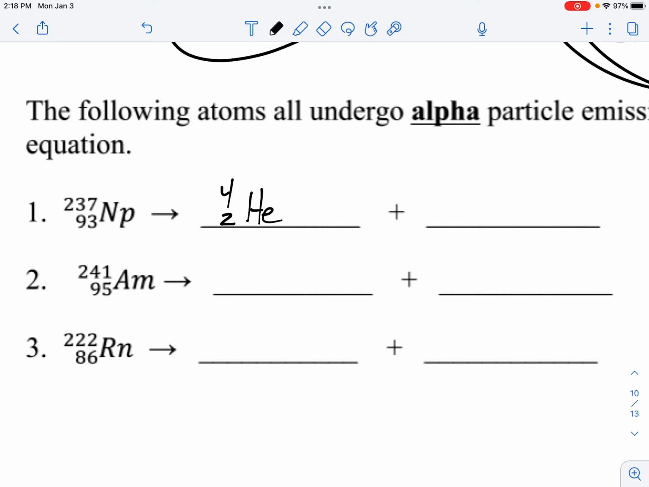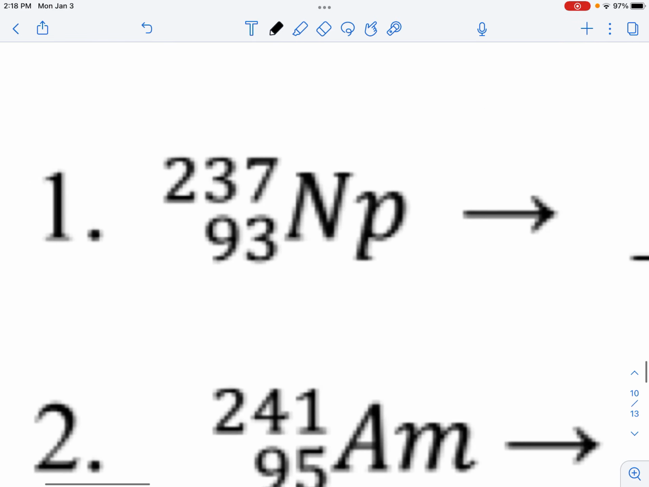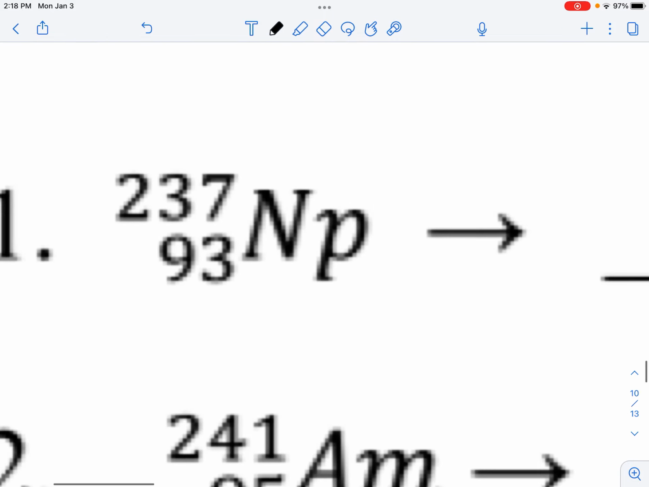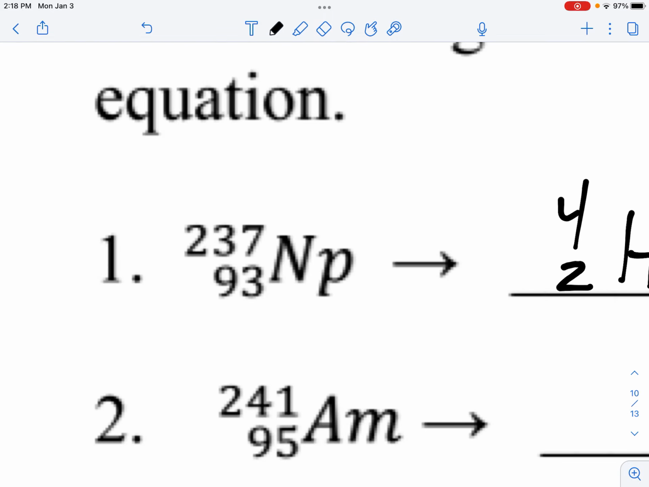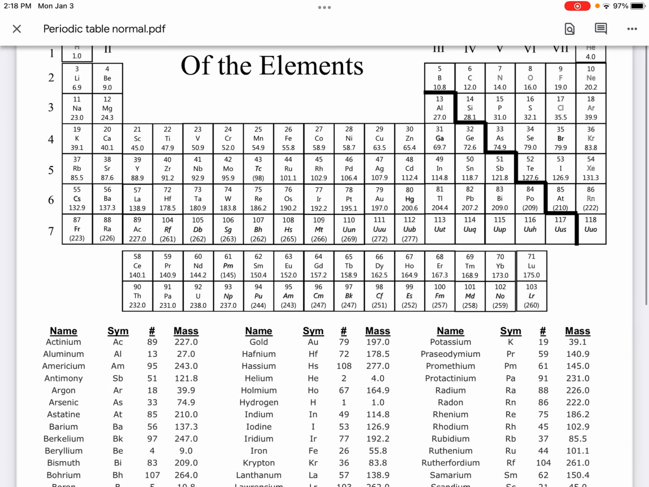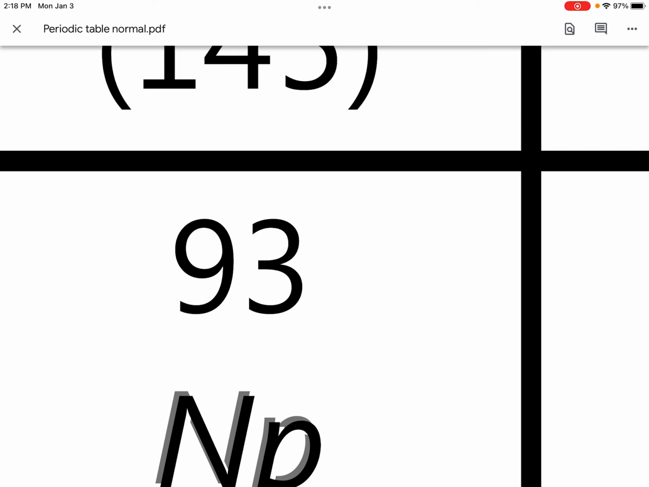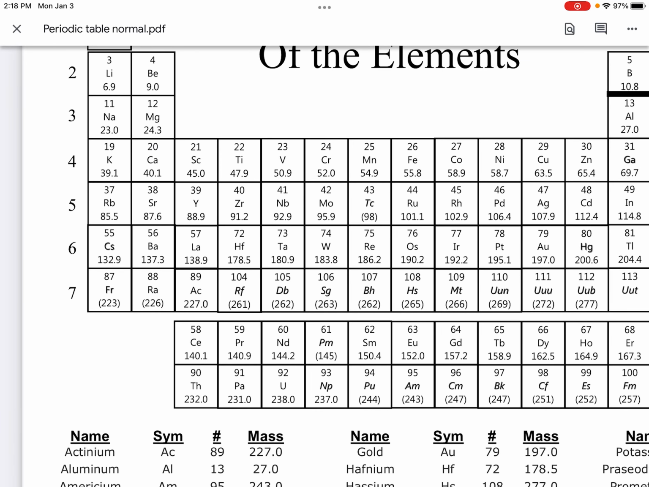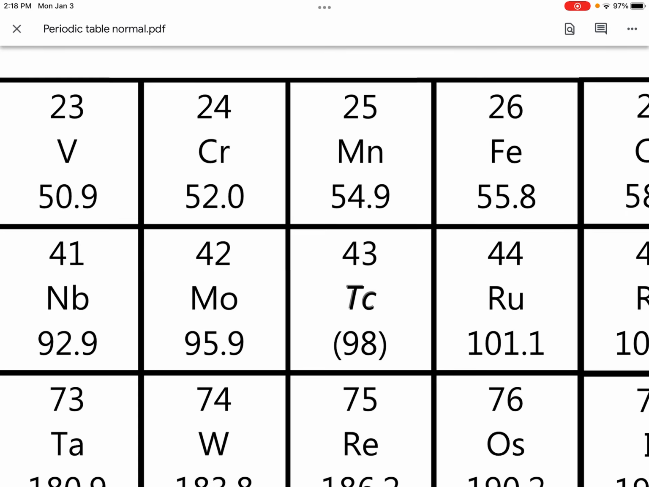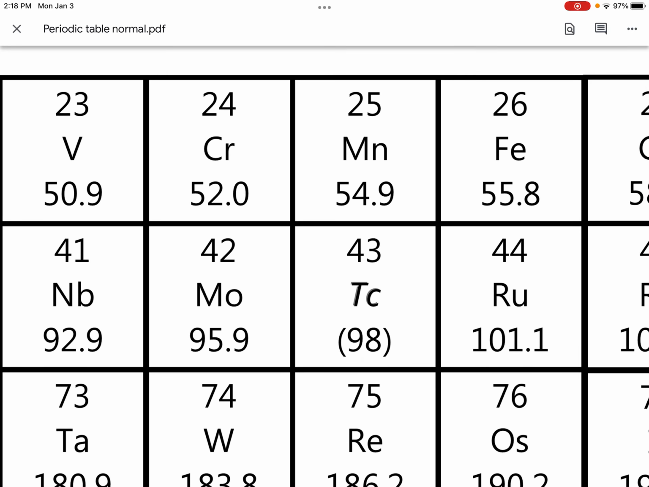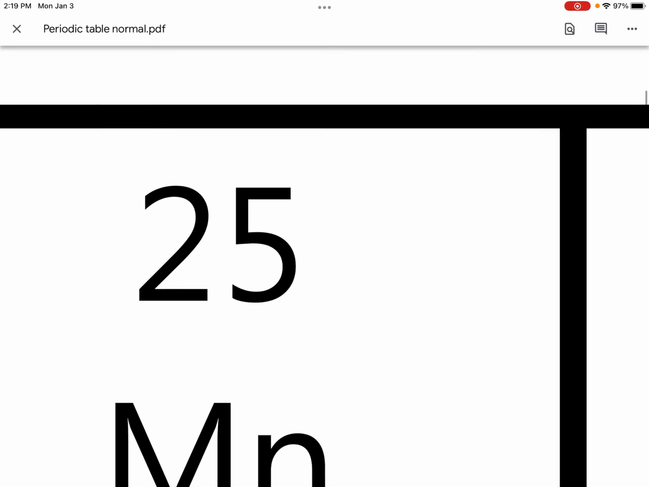Well, it says that I've got 237 up top, that's the mass, and I've got 93 down below, that's the atomic number. And again, why is it 93? Because if we come down here and find Neptunium, it is number 93. Please note that every time you look up one of these things on the periodic table, you can always trust the atomic number, the small number, but you can't necessarily trust the atomic mass, because the numbers on the periodic table for the bottom numbers are the average of all of the isotopes, which is why you sometimes get fractions and decimals and so forth. But you can always trust the top number. So if it's manganese, it's always going to be 25 protons.